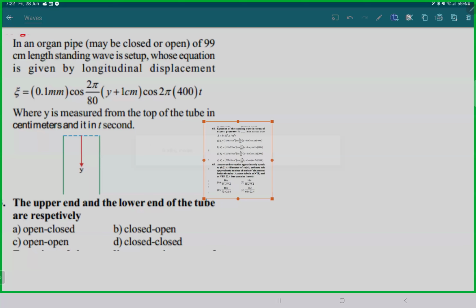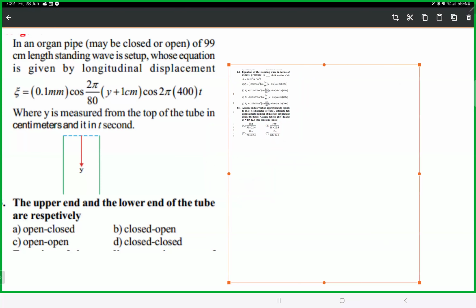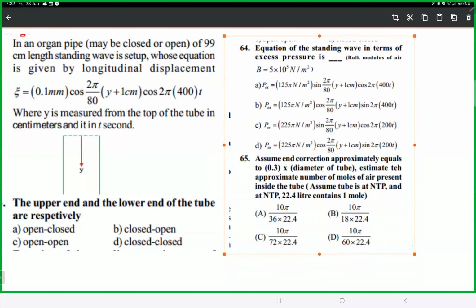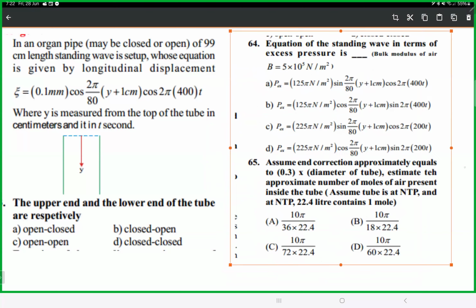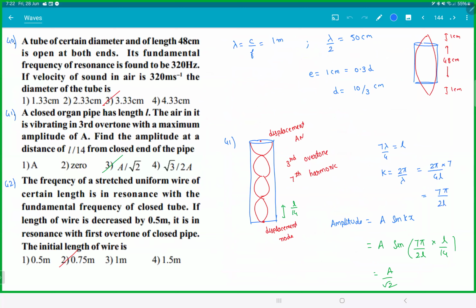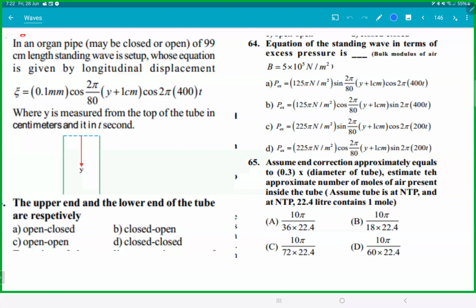It's a paragraph question. There are 3 questions. Let's get this. An organ pipe, may be closed or open, of 99 centimeters. A standing wave is set up. The longitudinal displacement, these are displacement, not pressure, is given. Using this information, get the first, second, third questions.